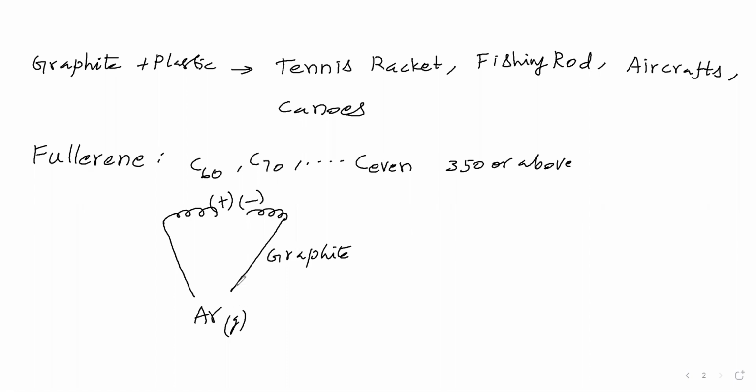So the carbon in this graphite will not go for any other chemical reaction. So here from graphite we are preparing fullerenes. Now we will go for C60. We will see the structure of C60.